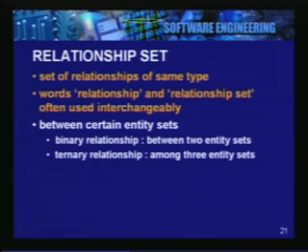Now, relationships exist between entity sets. A binary relationship exists between two entity sets, a ternary relationship exists among three entity sets, and an n-ary relationship in general exists among n entity sets. So when we define relationships, we will have to identify which entities are involved in that relationship.